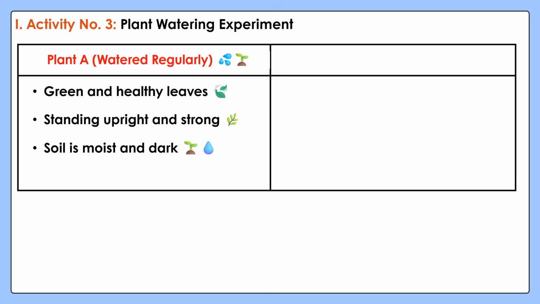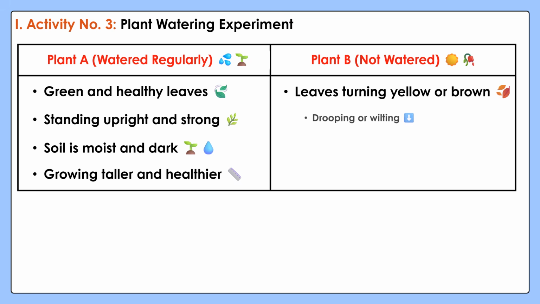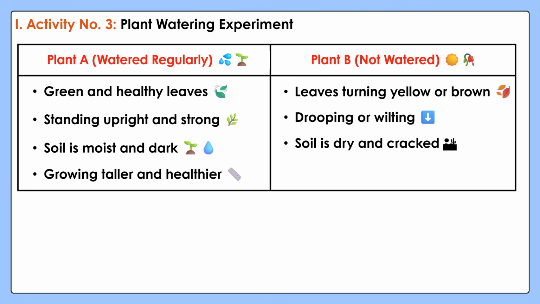Soil is moist and dark, and growing taller and healthier. While Plant B, not watered: leaves turning yellow or brown, drooping or wilting. Soil is dry and cracked, and it looks weak and unhealthy.